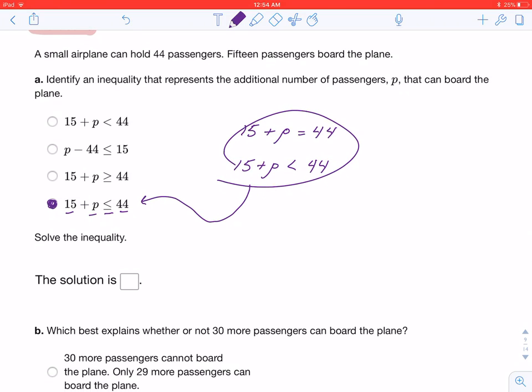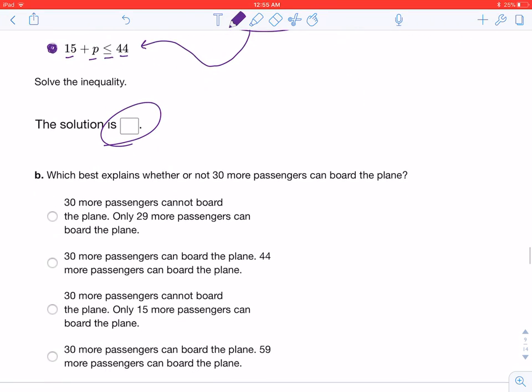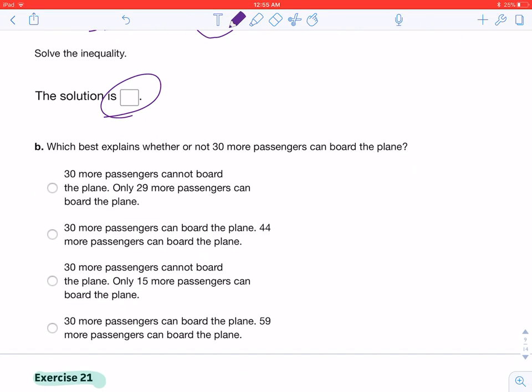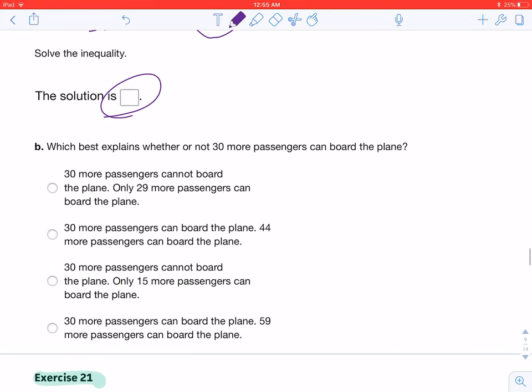And then it wants me to also solve the inequality. And so you guys are used to doing that. So I'll let you solve the inequality for here. Let's see. B asks, which best explains whether or not 30 more passengers can board the plane? You guys should be able to reason through that. I'll go ahead and leave that one for you as well.